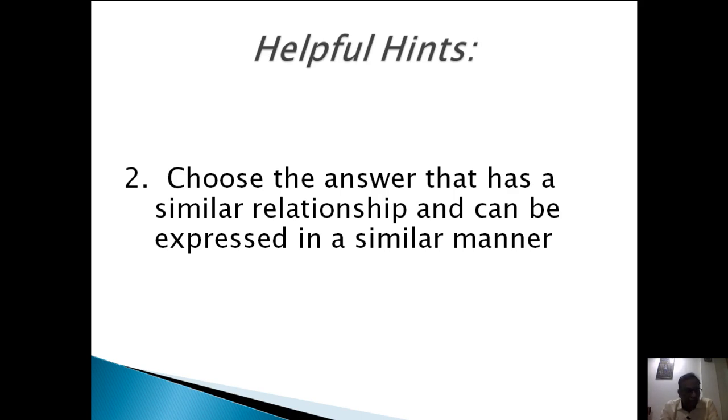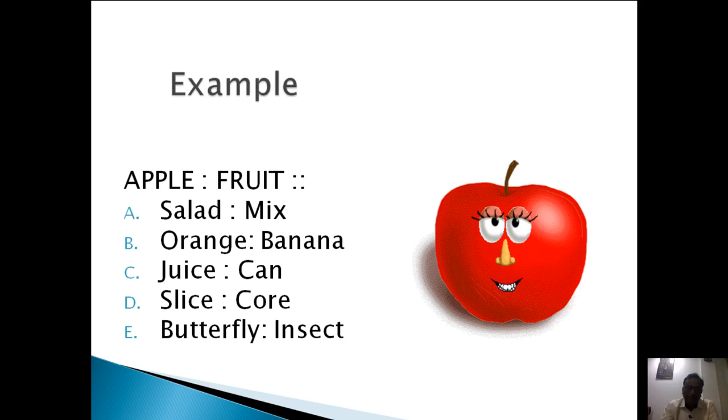If there is no similar relationship in the options given, or if you find that it can be expressed in another way, the answer would be wrong. You should do this technique: the relation should be similar and it can be expressed in a similar manner. This is an example. I hope you are reading all.